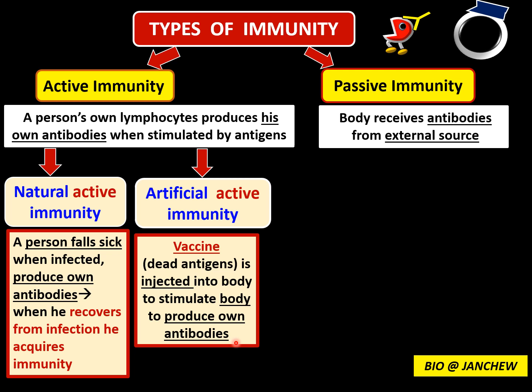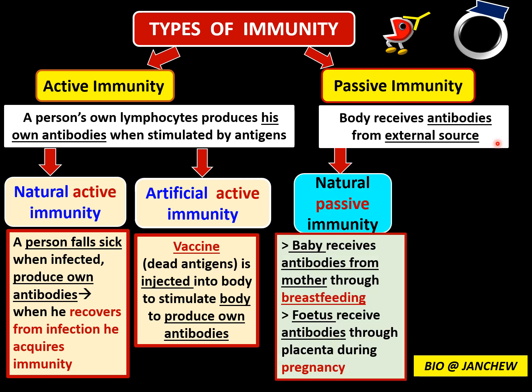Now, for passive immunity, the body receives antibodies from an external source. So it's divided into natural passive immunity and artificial passive immunity. Now, in natural passive immunity, the baby receives antibodies from the mother while breastfeeding, because the mother's breast milk will have antibodies from her, the maternal antibodies. Or during pregnancy, the fetus can receive maternal antibodies through the placenta, which is an organ that supplies the fetus with nutrients and other substances. So the antibodies can also diffuse from the placenta into the fetus.